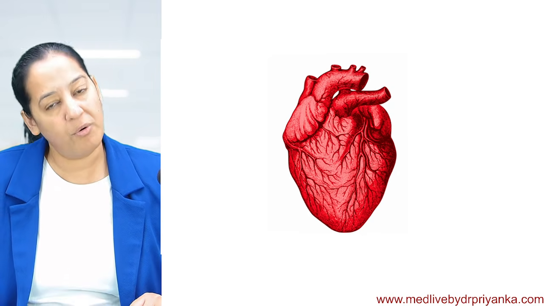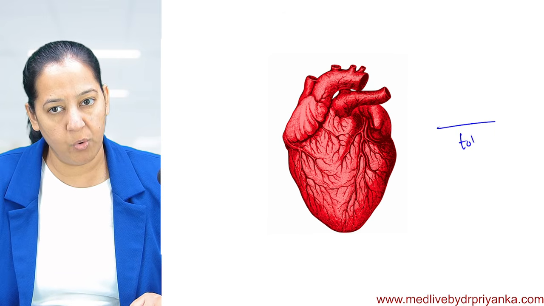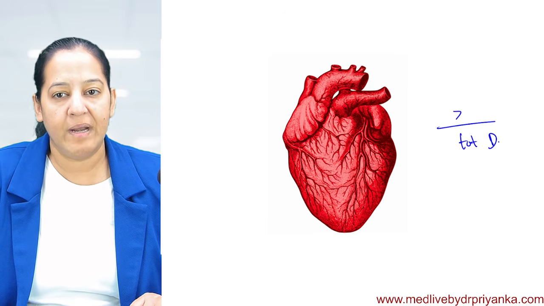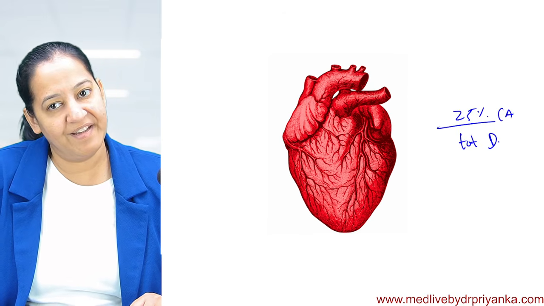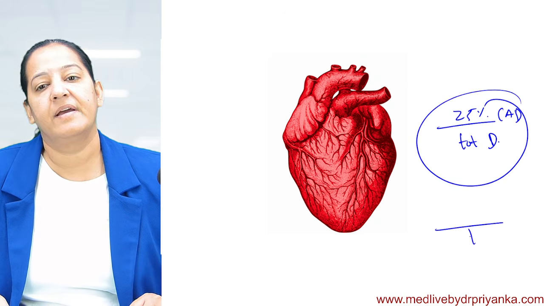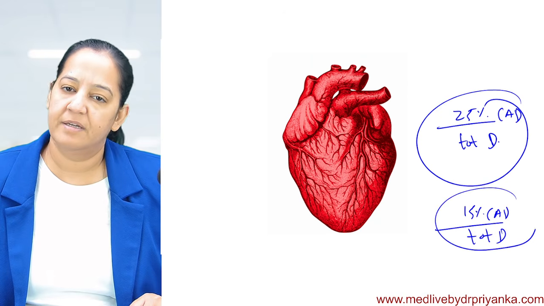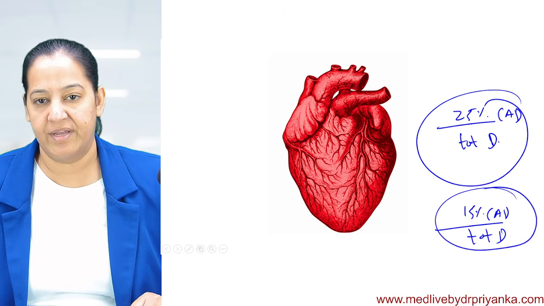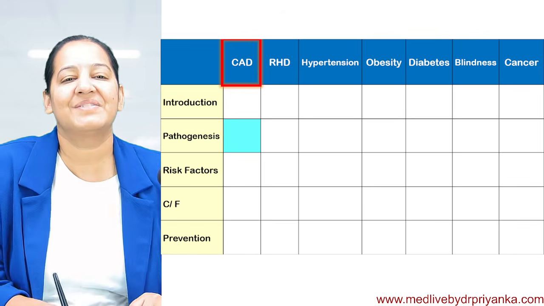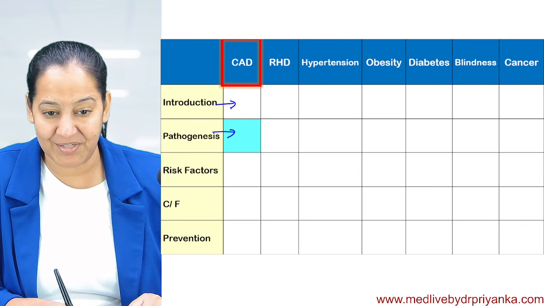Modern epidemic. So out of the total deaths, 25% is due to CAD in developed countries, and out of the total deaths, 15% is due to CAD in developing countries. I hope you got it. Okay, so we have seen the introduction. Now coming to the pathogenesis.